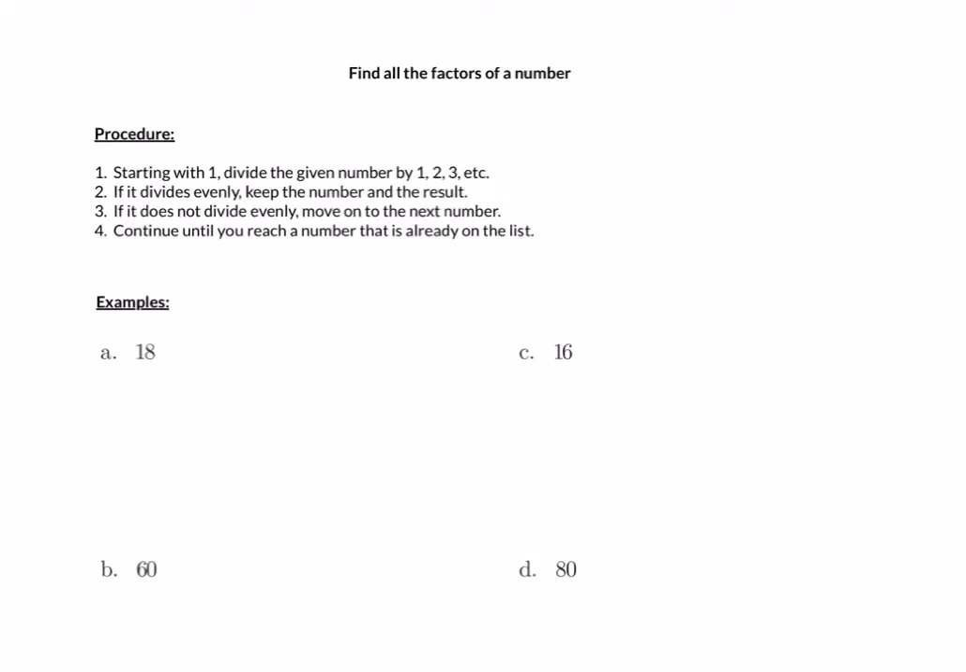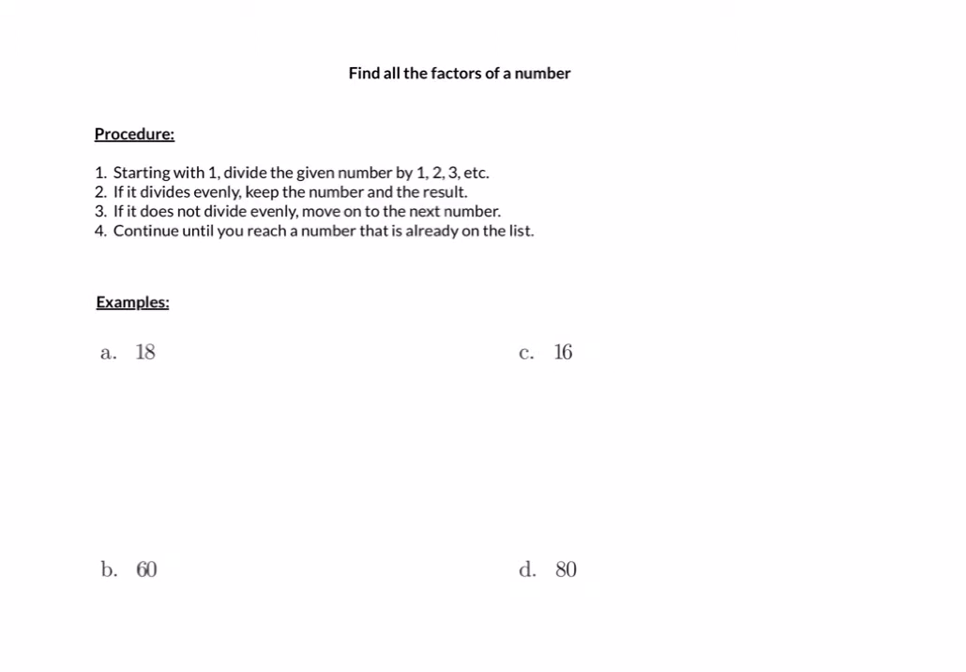Okay, so when we talk about factoring, there's two different ways to approach this. The first one is to find all the factors of a number. So what we're going to do is start with the number 1, and divide the given number by 1, 2, 3, and keep going. If it divides evenly, we keep the number and the result. If it does not divide evenly, then we move on to the next number. We want to continue until we reach a number that is already on the list.